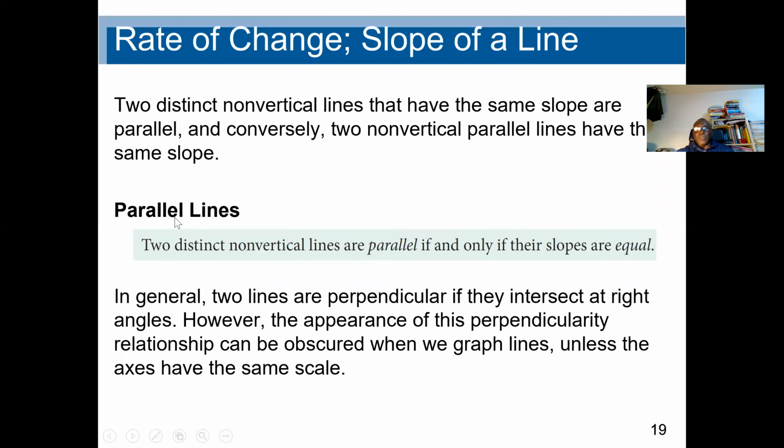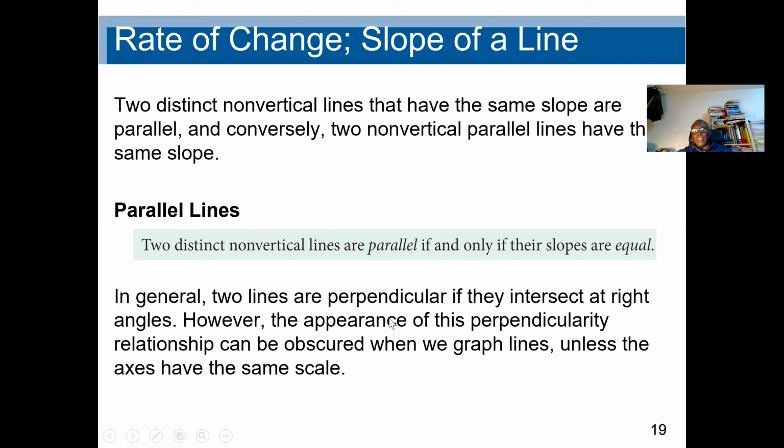Also, we can have 2 or more lines. For example, if we have 2 lines that are parallel, it means the slope is the same. The steepness of both of them is the same. That's why they are parallel, and they can never meet, they can never intersect. So 2 parallel lines can never intersect, and that's what we mean here. 2 distinct non-vertical lines are parallel if and only if their slopes are equal.